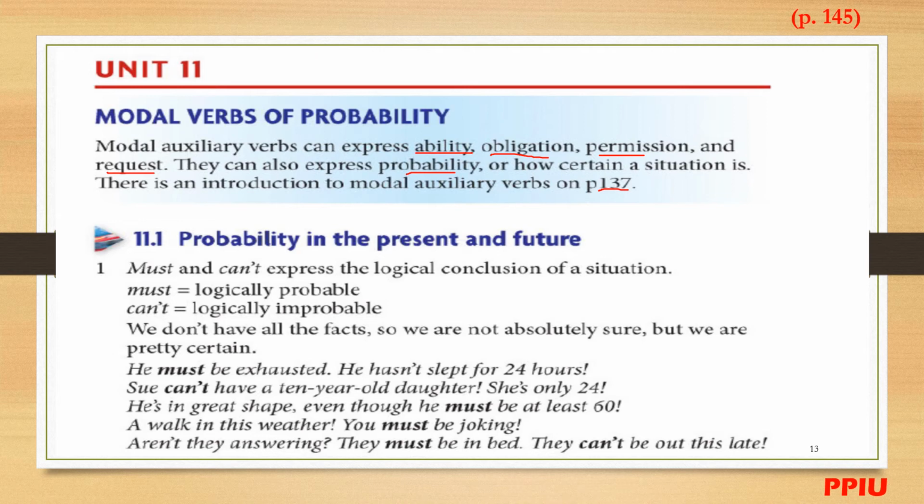Okay, so we just move to probability in the present and future. Must and can't. Okay, must and can't express the logical conclusion of a situation. So must is used to talk about what is logically probable, and can't is used to talk about what is logically improbable.